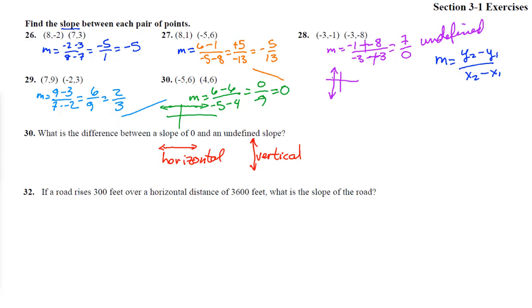Alrighty, if a road rises 300 feet over a horizontal distance, this is a rise and run. Notice it doesn't give us points. Well, here we had to subtract to get these distances. It rose 6, ran 9, and so we reduce those. So this is just 300 over 3,600, which is 1/12. And you could write it like that, or you could do it as a road grade: 0.083333 forever, which is 8.3% road grade. Kind of steep, but not too bad.